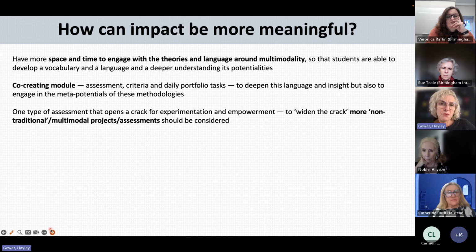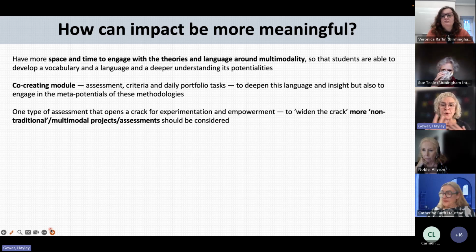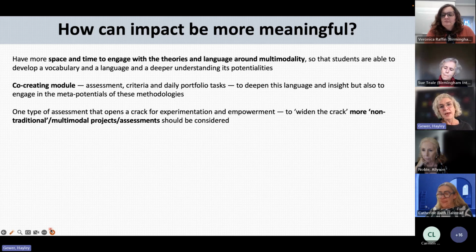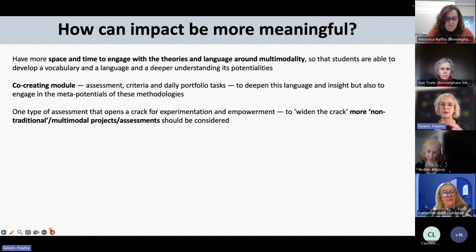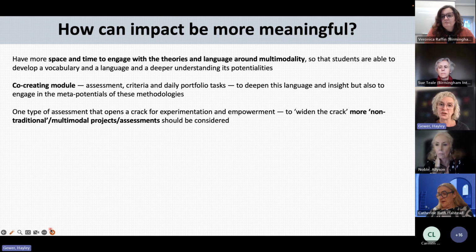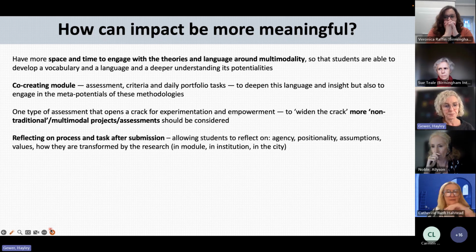So multimodal portfolios are one type of assessment that really opens up a crack in terms of experimentation and empowerment. And for students in their first year of their BA study, education studies, most of their assessments are going to be written-based. They're going to be essays or presentations or text-based. So it would be useful to widen that crack in order for it to be more meaningful towards more non-traditional types of assessments and projects. And universities are definitely making that move towards using more non-traditional types of assessments.